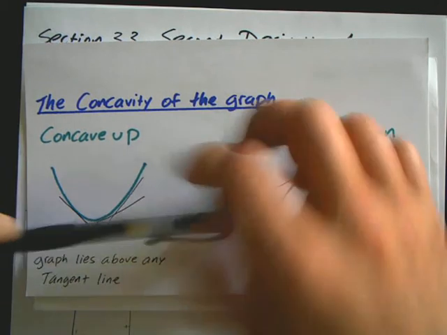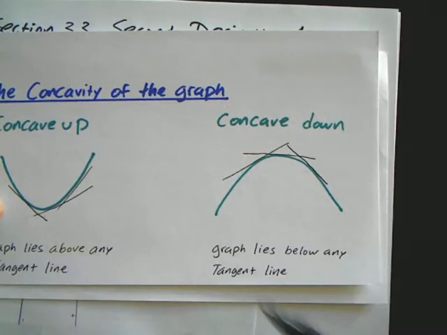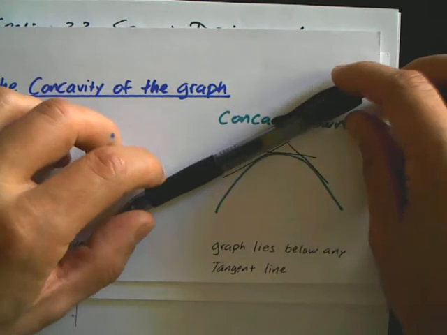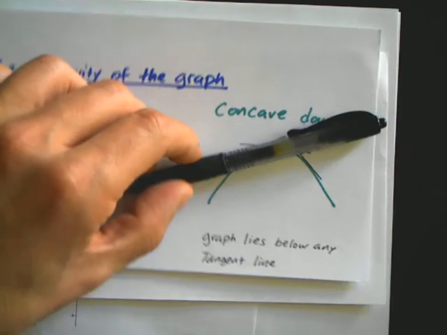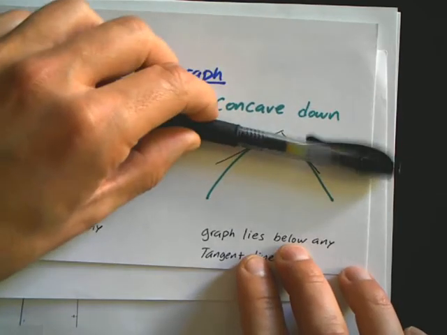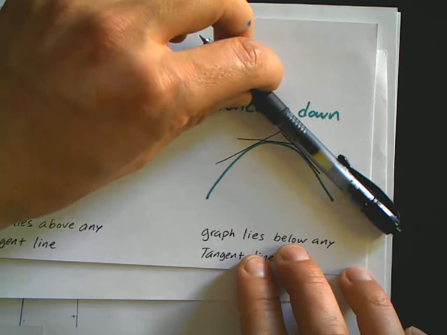For concave down, it's kind of the opposite. The graph is going to be below any tangent line. So if you move your pencil or your pen on the graph, it's underneath it. Alright, so let's look at an example.